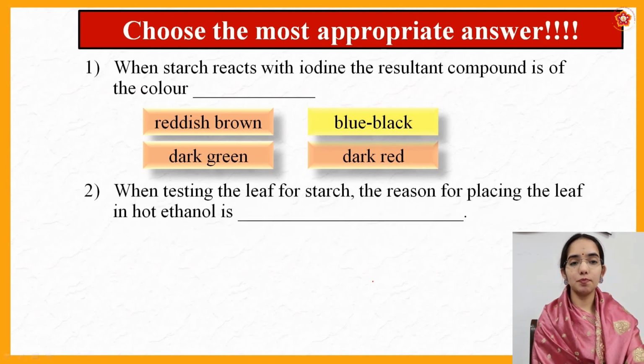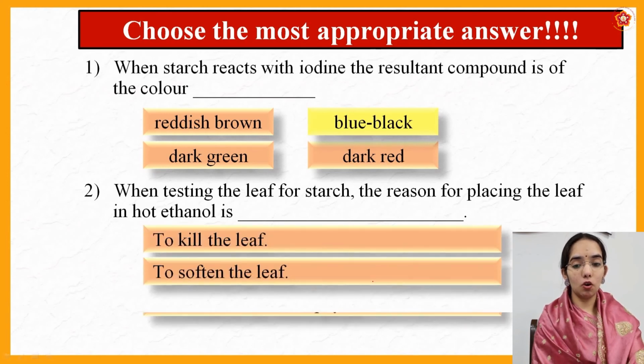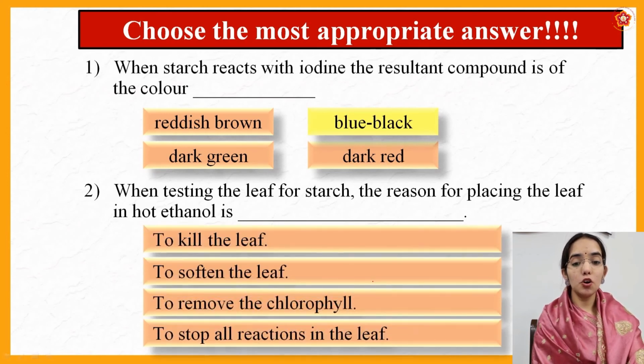The next question is, when testing the leaf for starch, the reason for placing the leaf in hot ethanol is, why are we placing the leaf in hot ethanol? We had studied, right? The boiling ethanol will remove the chlorophyll. You had seen in that experiment, right?